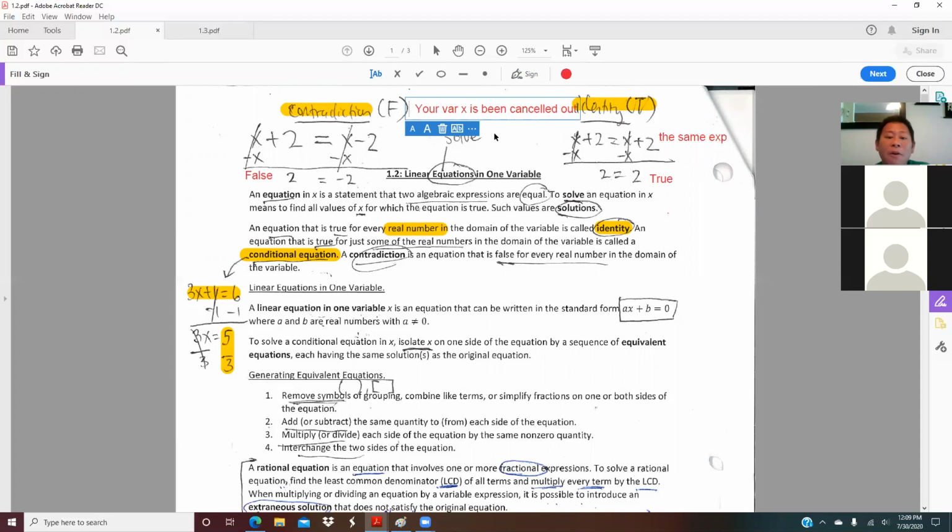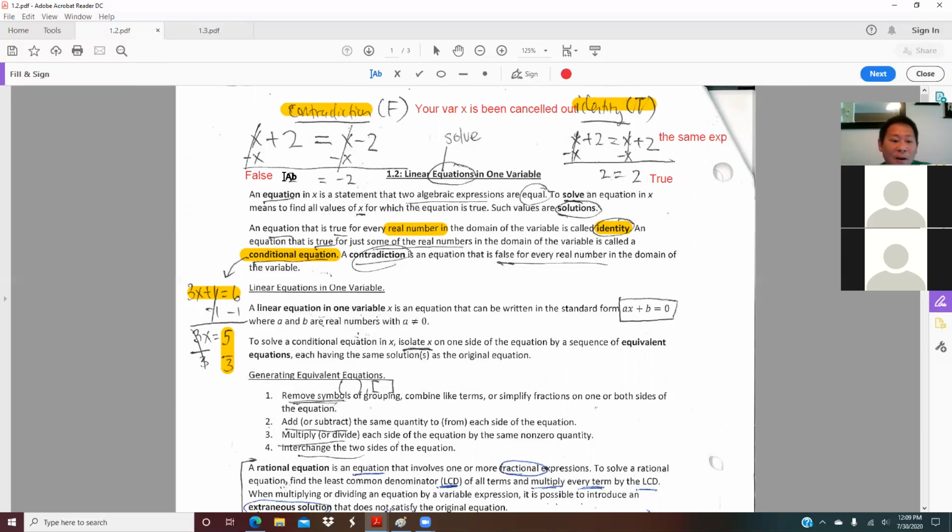So what do I mean by your variable x is being canceled out? If you look at this example, your x here is canceled out. There's no more x to solve. Same thing with here, the x is canceled out. No more x to solve. And then you just got numbers at the end. And what you do with these numbers is to check, are they having the same, true, or are they false?